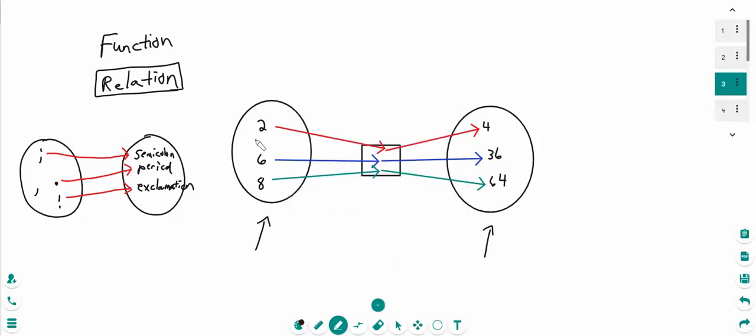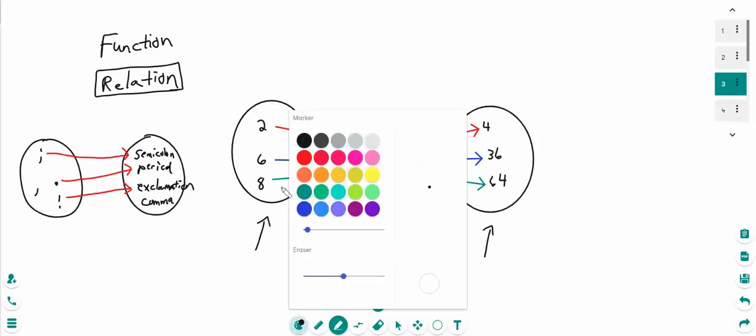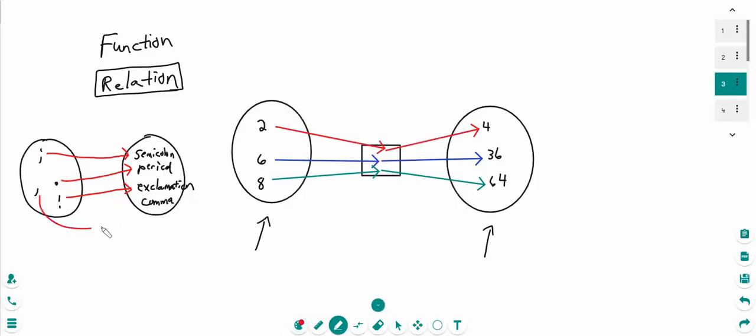We would need one more in here, though, to make it a complete relation. We'd have to put a comma here because we have a comma over here, and that hasn't been related to anything yet, so that has to come over to here. All right? So this would also be considered a relation.